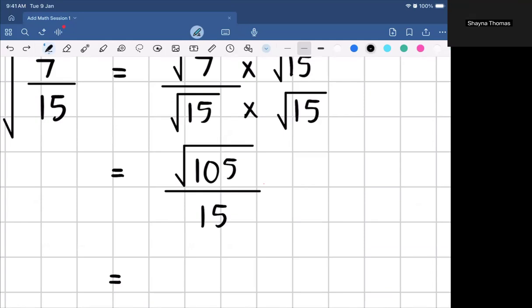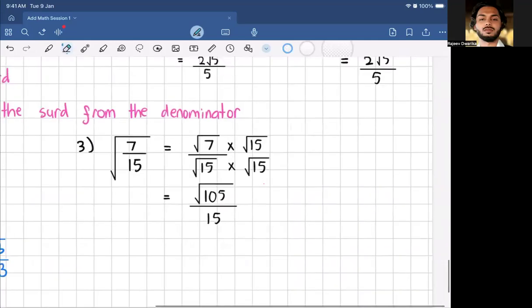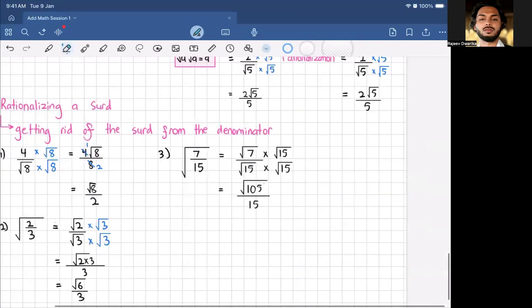Yes, sir. So you can't simplify this anymore. This is the answer, right? Root 105 over 15. That's it.